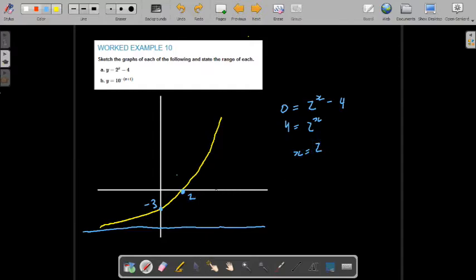Okay, that's it. Just need to label those points. Label our asymptote at y equals minus 4. And this is y equals 2 to the x, take 4. Now the next one, we'll make a new page.